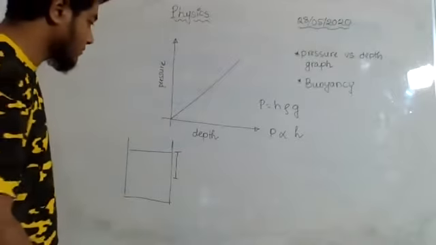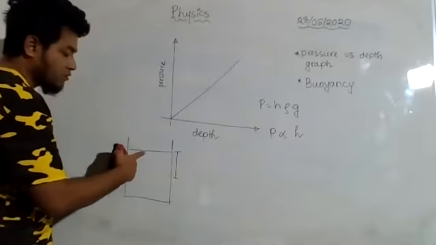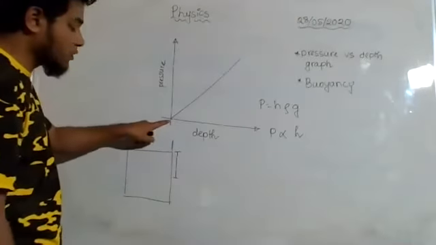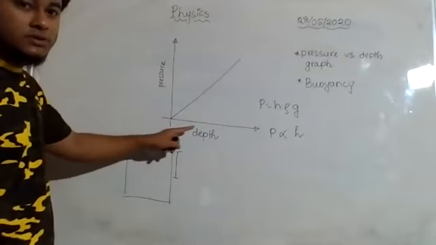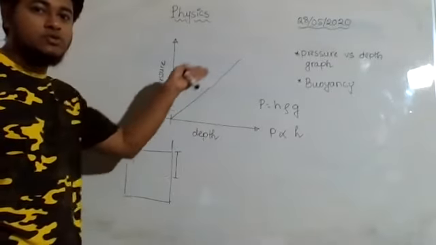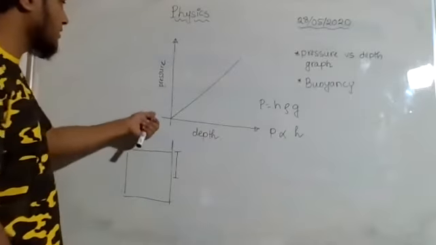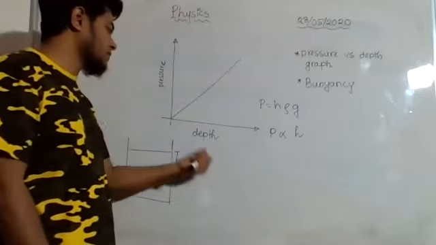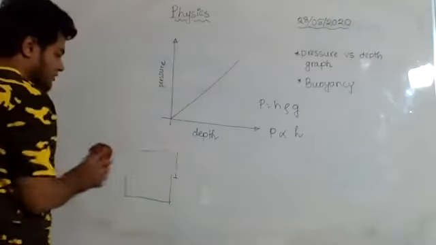on this point. So when the depth is zero, the pressure is also zero, and that is why the line will pass through the origin. Depth zero, pressure also comes down to zero. As the depth increases, the pressure also goes up. So this is the graph, okay, in the pressure versus depth relationship.